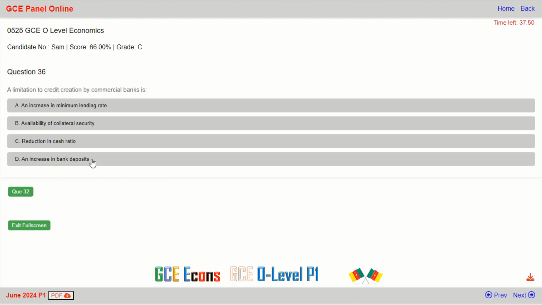Question 36. A limitation to credit creation by commercial banks is an increase in minimum lending rates, availability of collateral security, reduction in cash ratio, an increase in bank deposits. So we have an increase in minimum lending rates. Okay, so this is a limitation for them. Question 37. Scarcity will continue to be a global problem in future because scarcity arises because of unlimited wants, and we know the means are always limited. So it arises as an issue of limited means and unlimited wants.